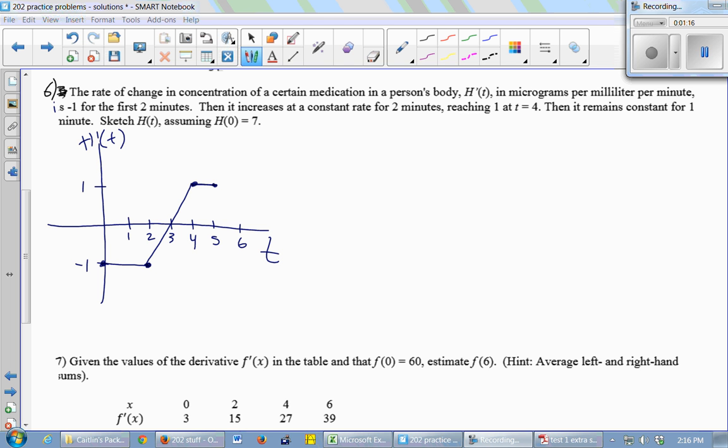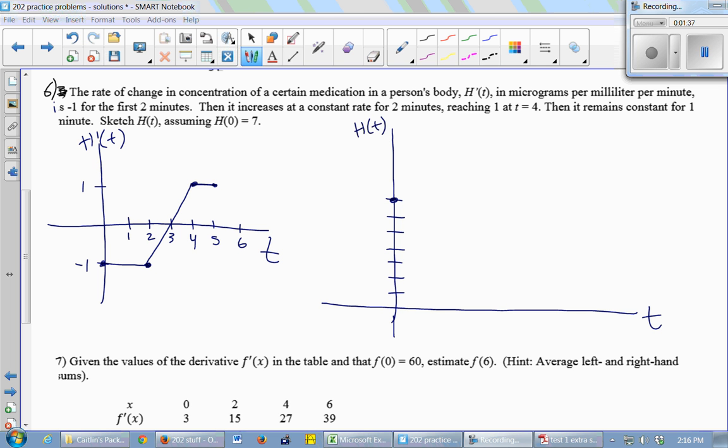And now I want to sketch h, assuming h of 0 is 7. So now I have t and h of t. And they gave me that h of 0 is 7. So that's my y-intercept. 1, 2, 3, 4, 5, 6, 7. There we go. Okay.